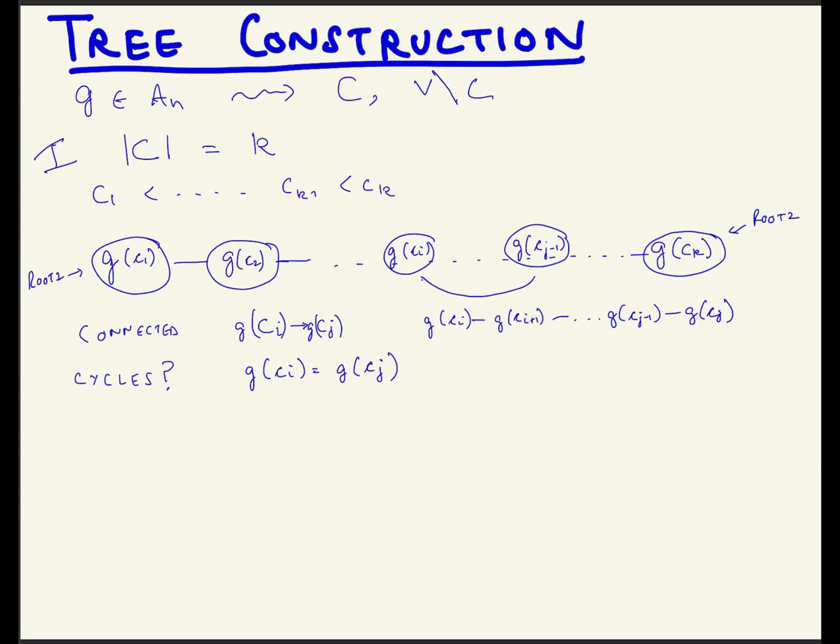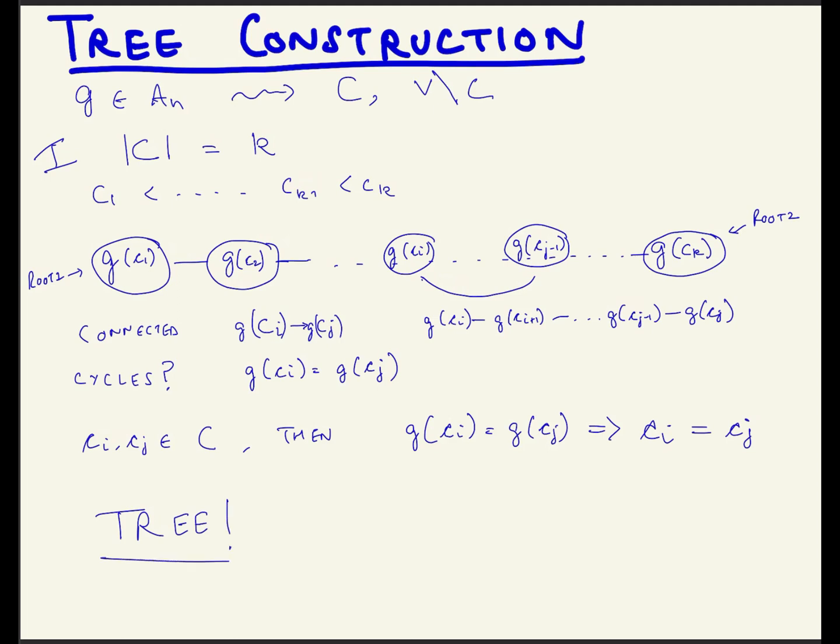And the answer is simple. So using property 2 that we discussed in the previous section, if Ci and Cj are two elements of the set C and their image under G is equal, which is to say that G of Ci equals G of Cj, then that implies that Ci must equal Cj. And so that resolves the question that there are no cycles. And this path from G of C1 to G of Ck without any cycles is a tree.